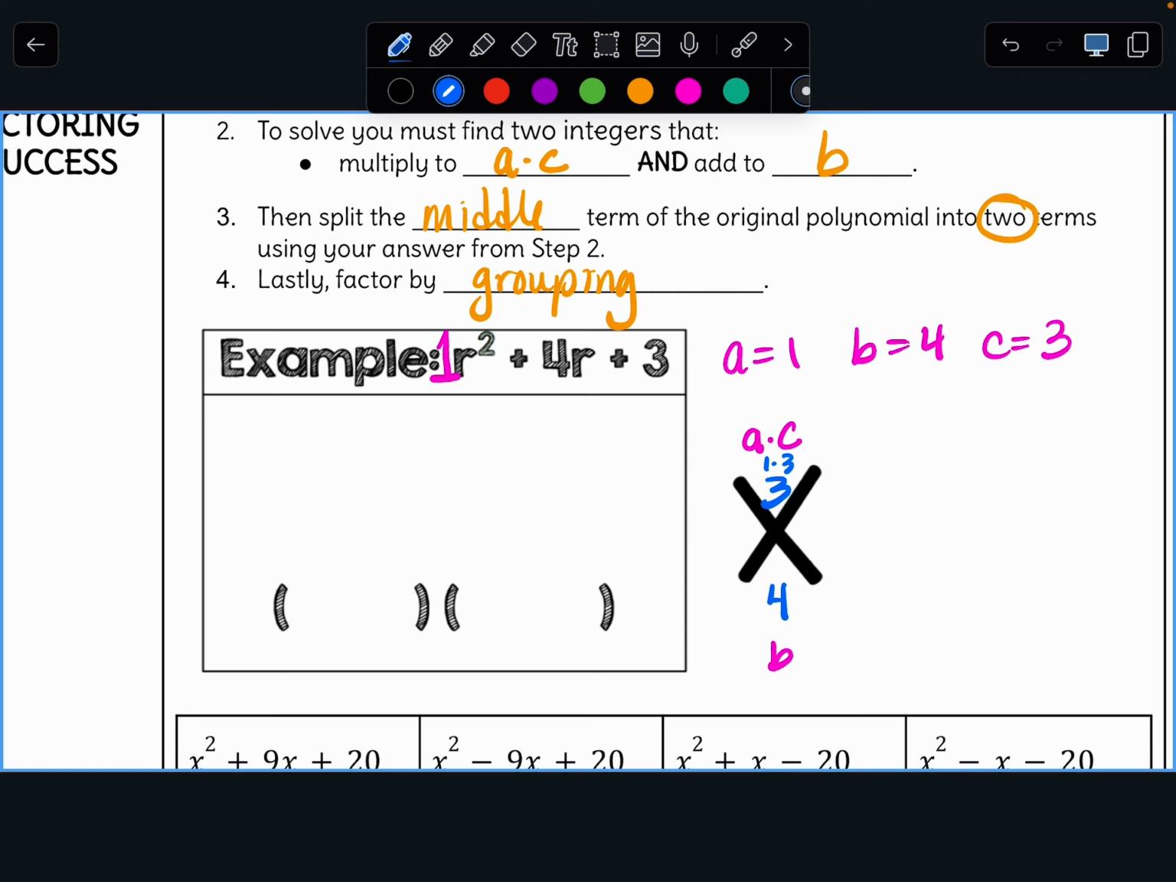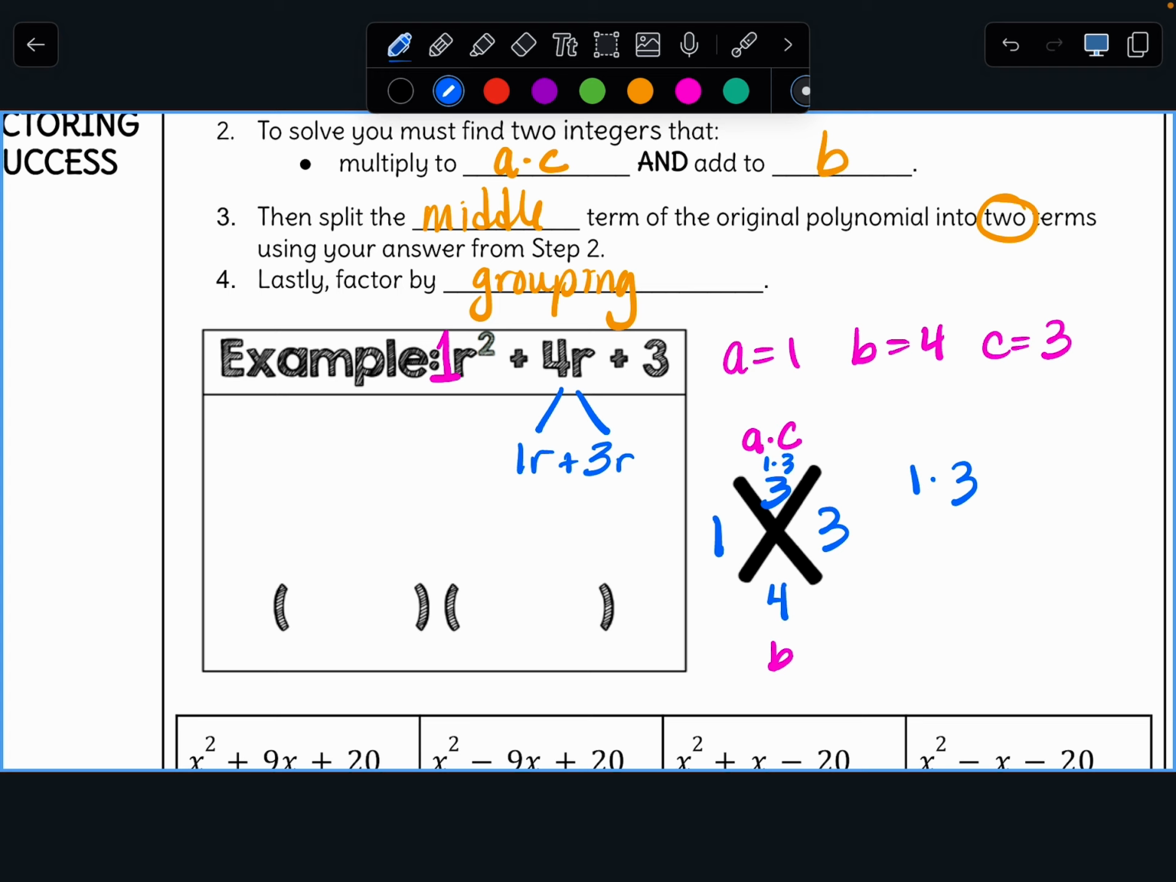So all of the factors here, obviously the way to get 4 or the way to get 3 is just 1 times 3. That's the only way it works. So this is a 1 and this is a 3. So first we split this middle term into two terms, 1r and 3r. That's how I get 4.